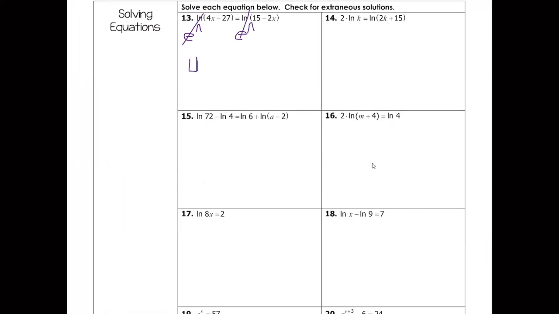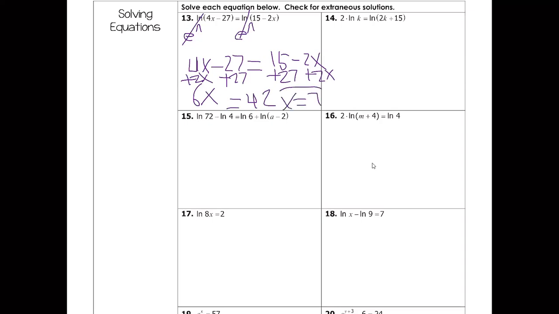So you would just have 4x minus 27 equals 15 minus 2x. Just solve this equation. I'm going to add the x's to the other side, so I get 6x. I'm going to add the 27 to this side. I'm just going to do that all at once. So basically, I get 6x equals 42. Divide by 6, you would get 7.